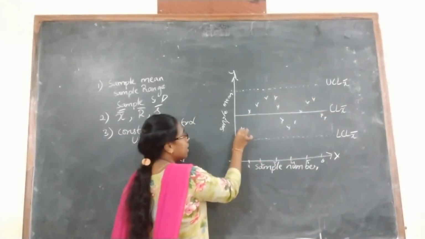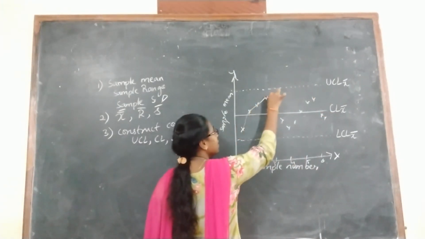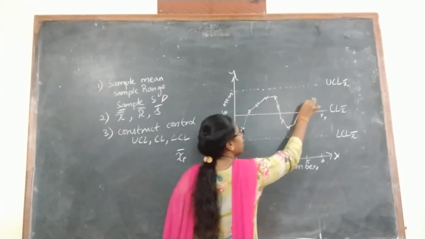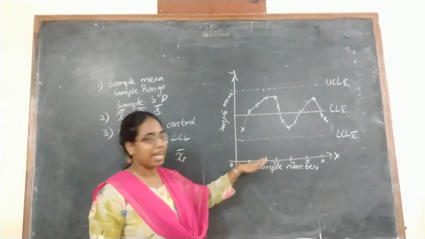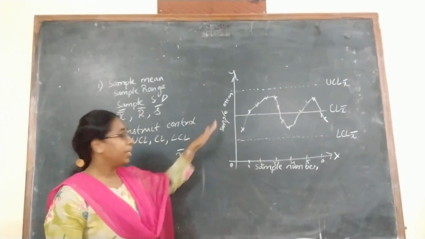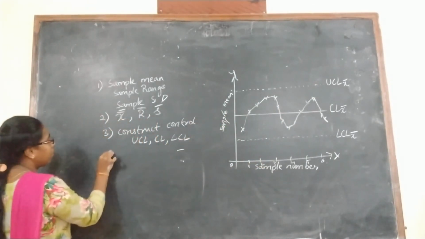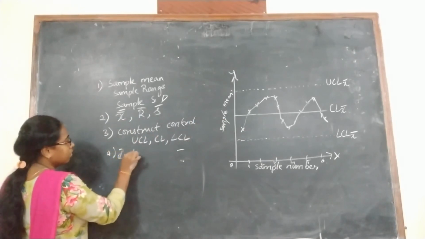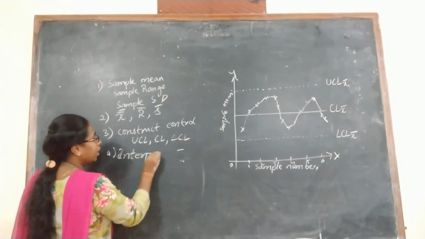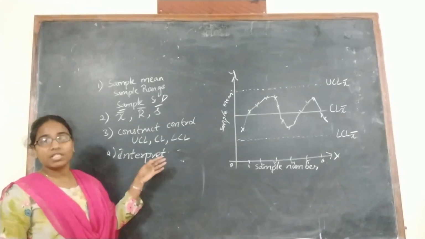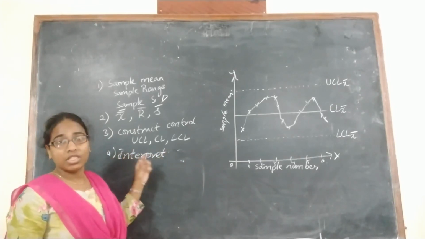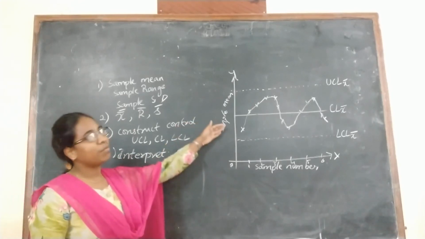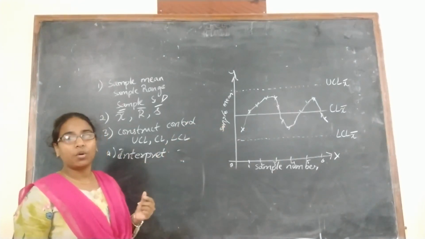So if you join these points, you will get some graphical representation. Suppose your graph is of this kind, we need to interpret our values. We need to interpret our process. This control chart for mean is used to check the process control. So we have to check whether this process is controlled or not.